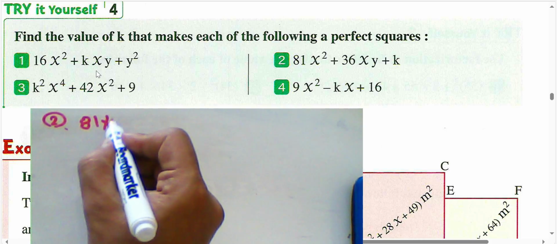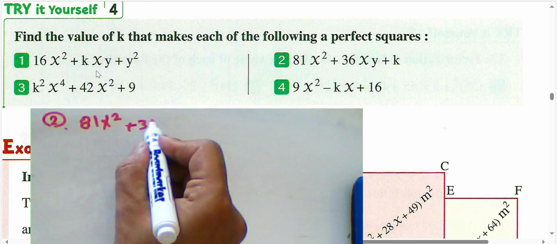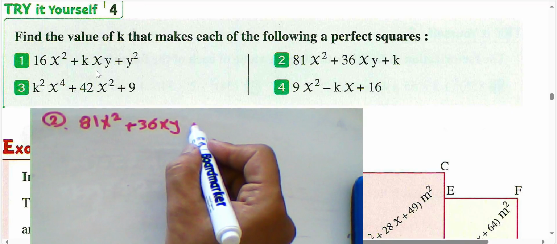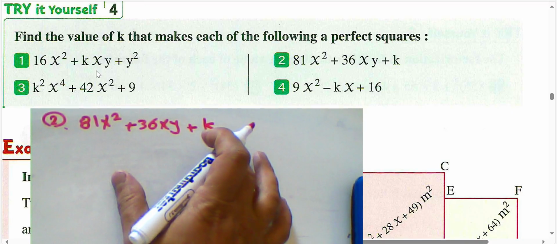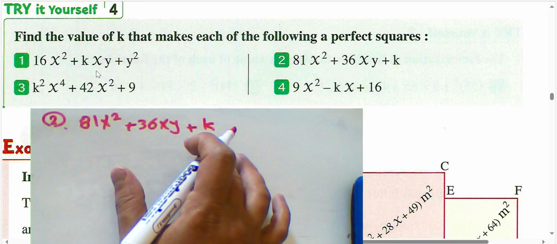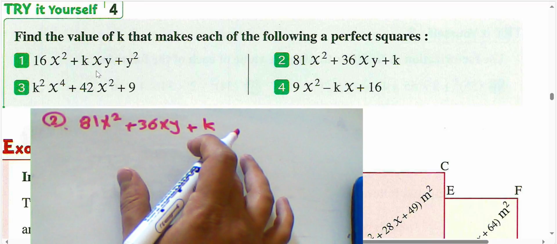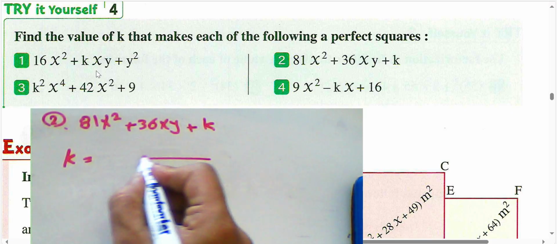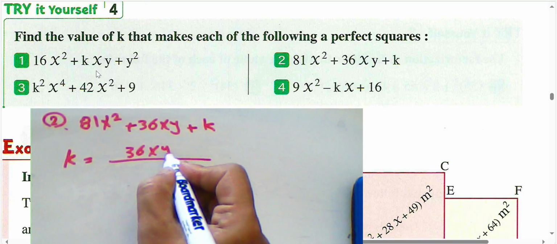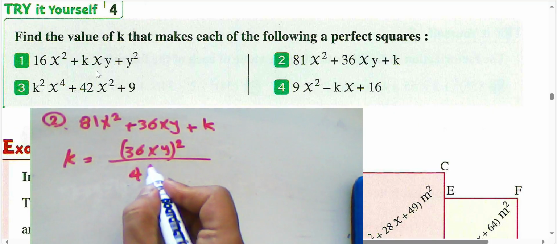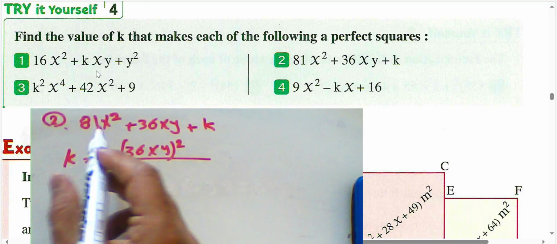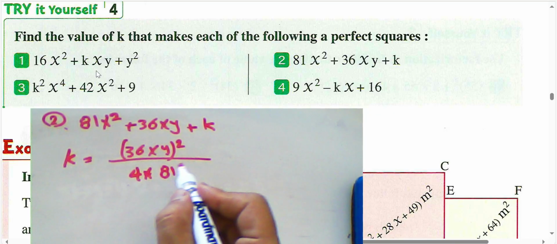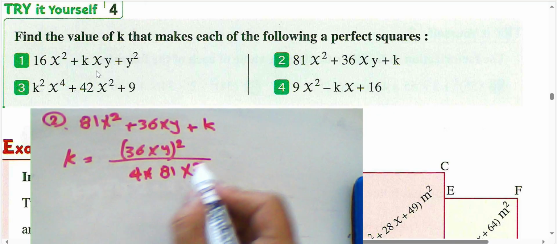Okay, next question number 2. We have 81x² + 36xy + k. It's a perfect square. We can find the value of k. K here sits in the third. Then k equals the middle squared, (36xy)², over 4 times the first, 81x².